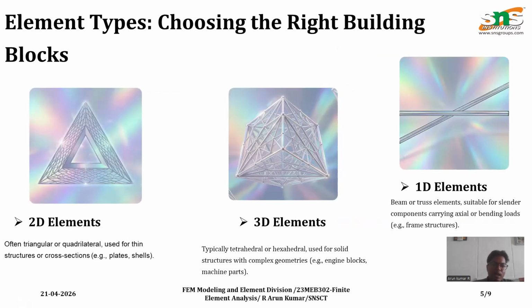For the element type, we have to choose the right building block. For example, the one-dimensional beam and truss element is suitable for slender components that carry axial or bending loads. For two-dimensional elements, often triangular or quadrilateral, they are used for thin structures or cross-section analysis, for example plates and slabs. For three-dimensional elements, typically tetrahedral and hexahedral, they are used for solid structures with complex geometry, for example an engine block and machine parts.